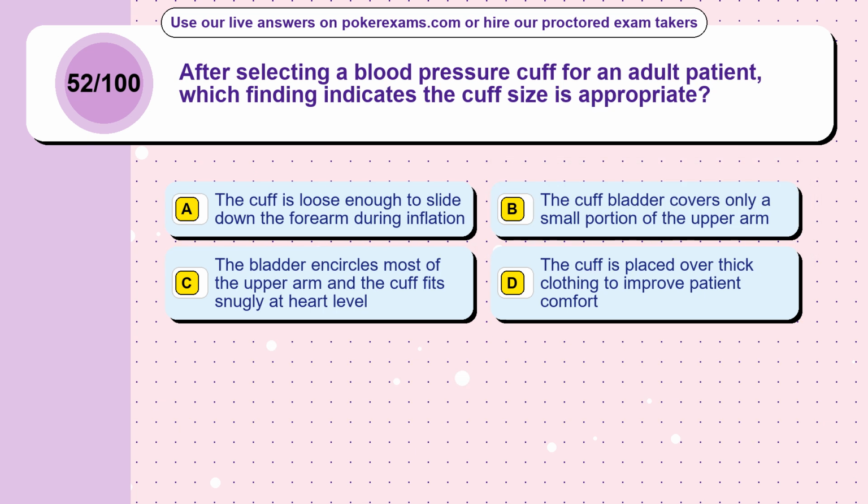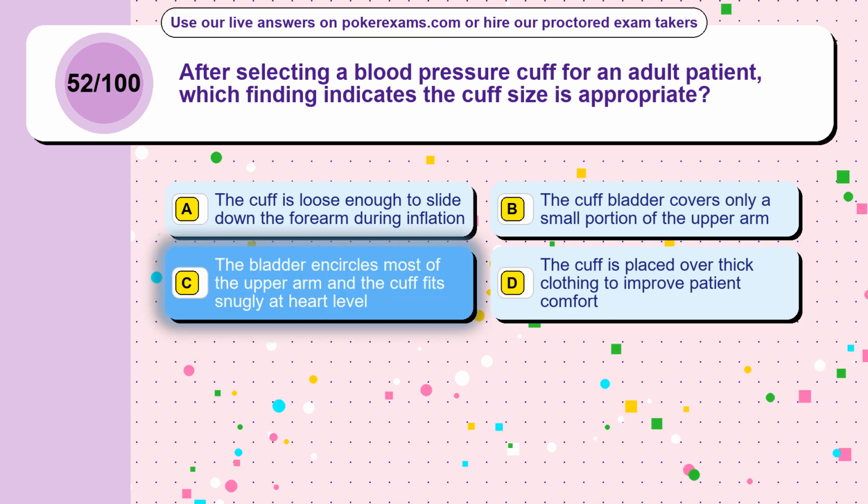Question 52. After selecting a blood pressure cuff for an adult patient, which finding indicates the cuff size is appropriate? Option A. The cuff is loose enough to slide down the forearm during inflation. Option B. The cuff bladder covers only a small portion of the upper arm. Option C. The bladder encircles most of the upper arm and the cuff fits snugly at heart level. Option D. The cuff is placed over thick clothing to improve patient comfort. The correct answer is option C.